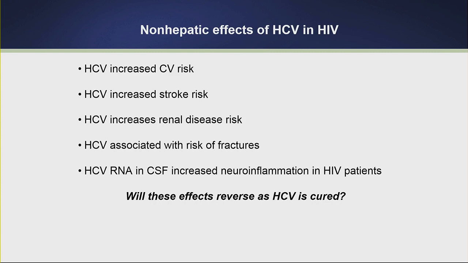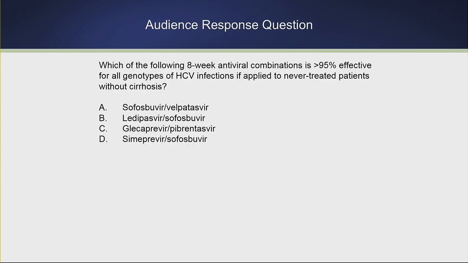And then there's a wide variety, and I wish I could go into this more, of extrahepatic manifestations of hepatitis C contributing to other comorbidities: cardiovascular disease, stroke risk, renal disease is well established, and surprisingly bone fractures. We heard a talk on aging yesterday, and these are all comorbidities we wish to avoid. And really the question going forward is, will this reverse as hep C is cured? So in the last 6 minutes, I plan to cover all of treatment.